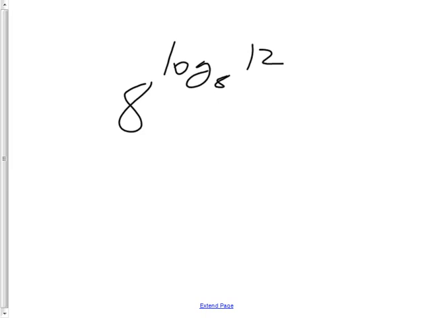Okay, one other pattern that you need to know. Anytime you have an argument that's 1, it doesn't matter what the base is. This is a 1. So one more pattern. What's the answer? 12.